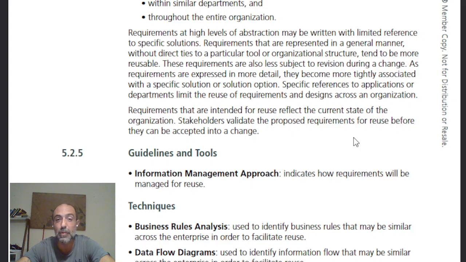Requirements that are intended for reuse reflect the current state of the organization. Stakeholders validate the proposed requirements for reuse before they can be accepted into change. So it's funny, in a way, what we could do is we could actually look at one, because we're always, as business analysts, looking at the bigger picture and we're going down. But as we're diving deeper into the minute details that we need in order to come up with a solution, what we could do is handle it in a way where, I don't know if dissect is the word that I want to use, but ultimately the building blocks of a building are literally blocks, right?